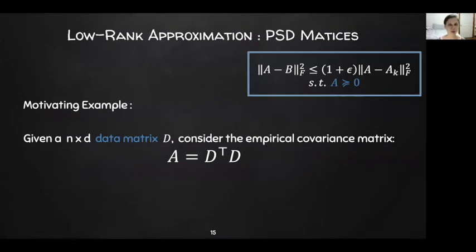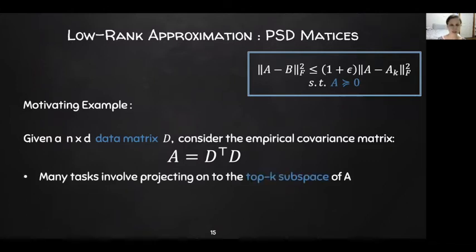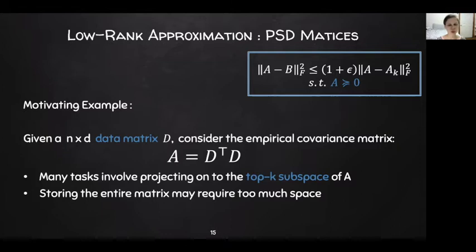A motivating example to keep in mind is computing a low-rank approximation for a covariance matrix. Consider the case where you have a large data matrix with n points in d dimensions, and let this matrix be denoted by D. The empirical covariance matrix is then given by D transpose D. Many tasks in data analysis require computing the top K subspace of the covariance matrix. Further, storing all entries of D transpose D might require too much space, and instead we would like to store a compressed representation of it.